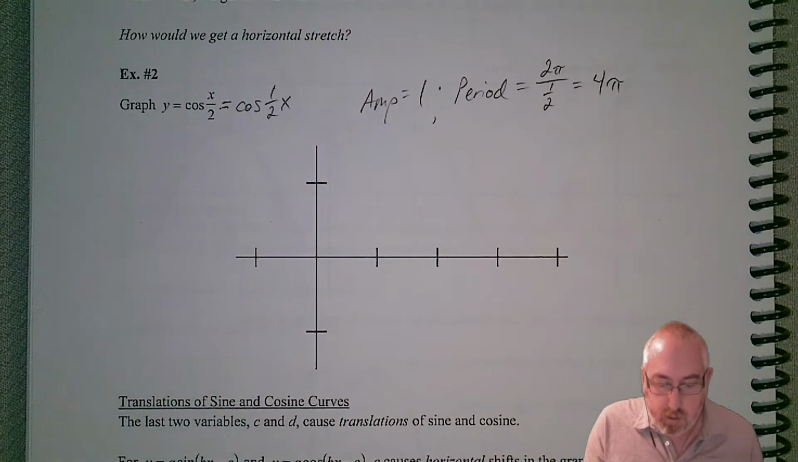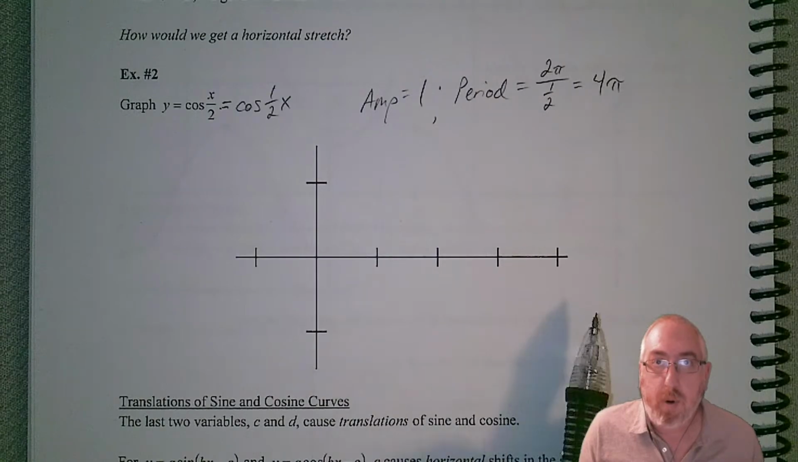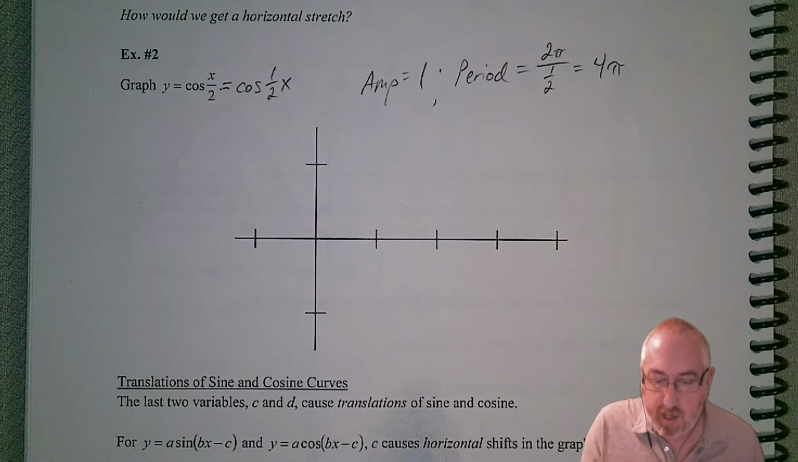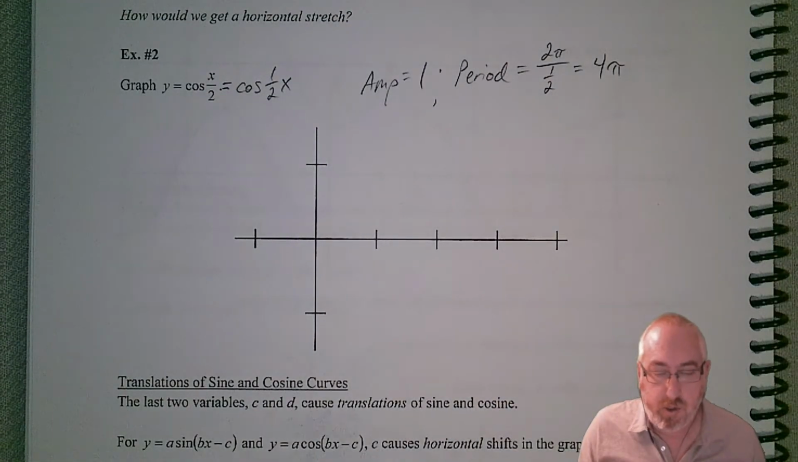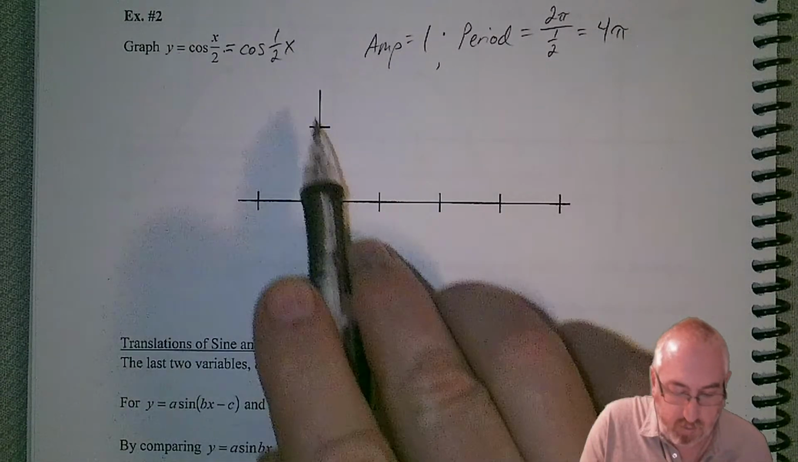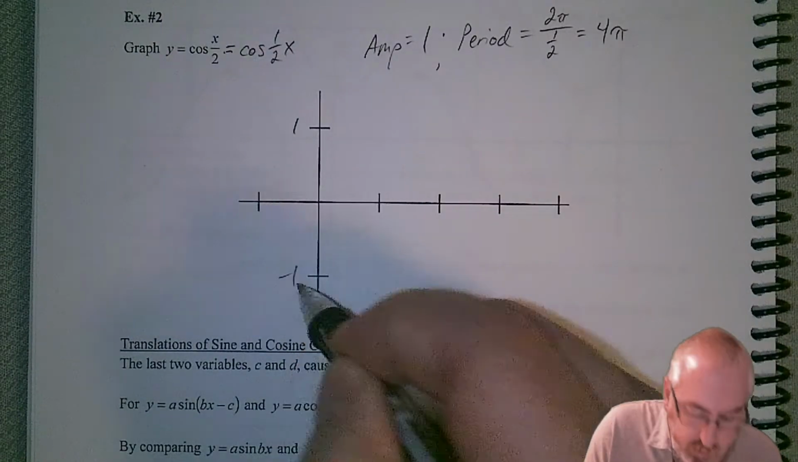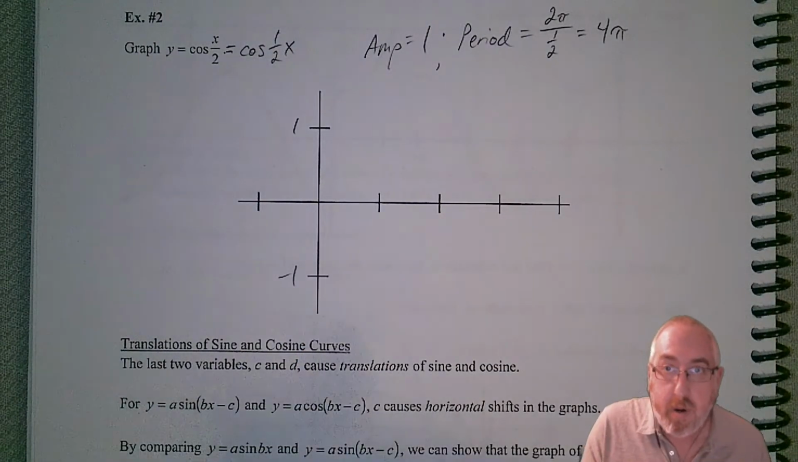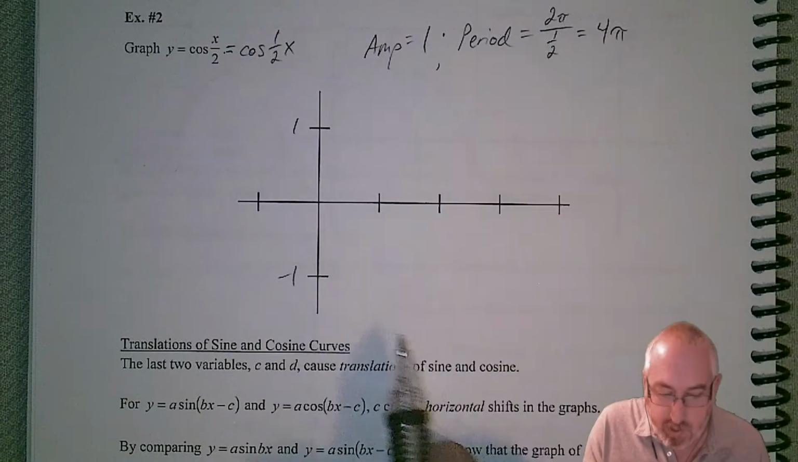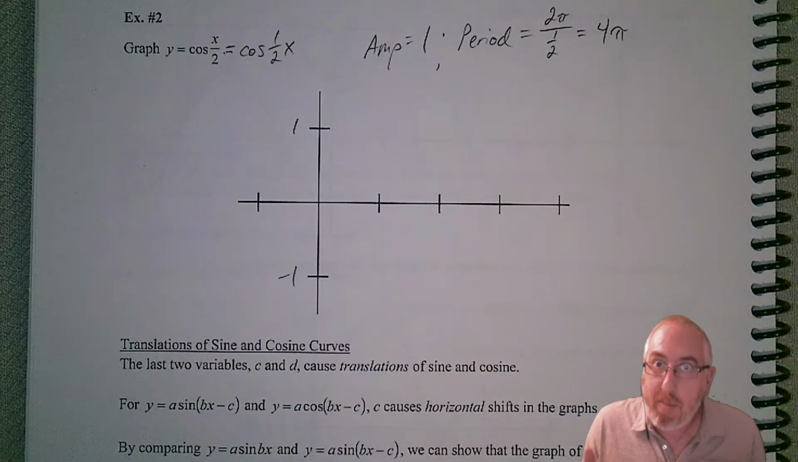So when we write out our labels for our blank graph, we want to be a little bit careful and keep this period in mind. So I'll show you a little trick for that. So first things first, let's worry about our amplitude. We know it is 1, so we can go 1 and minus 1. But our period is 4 pi. So how do we get all these dashes and have it mathematically right?